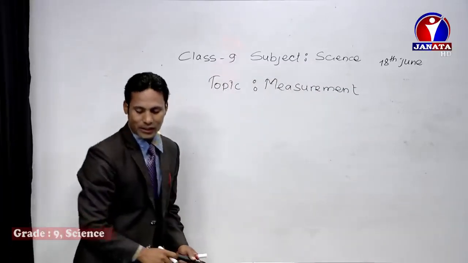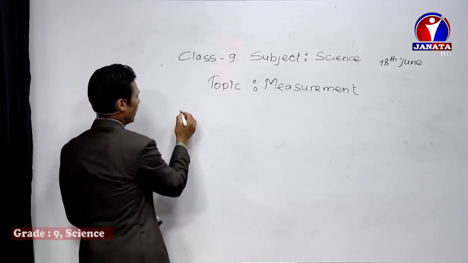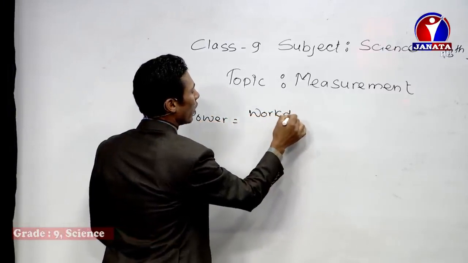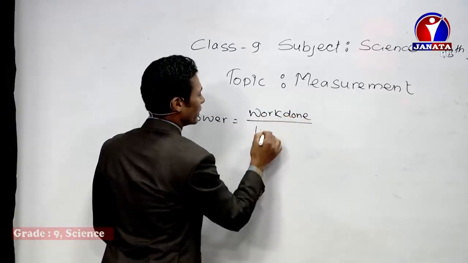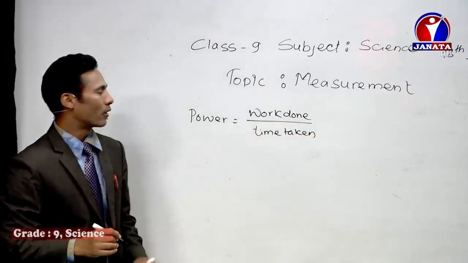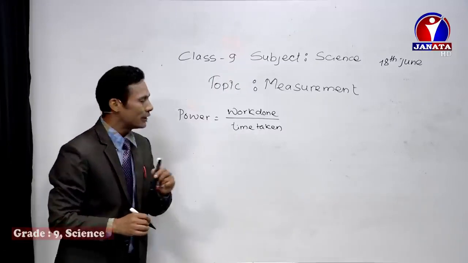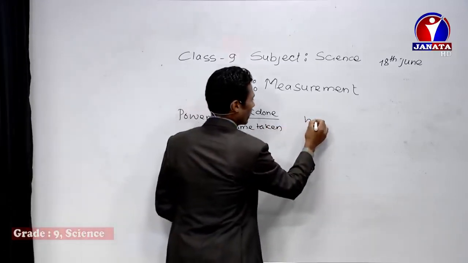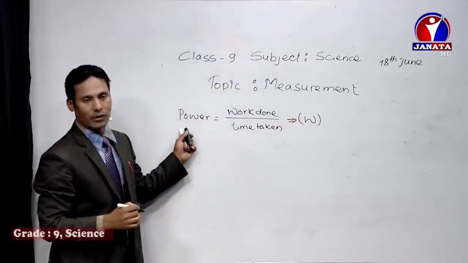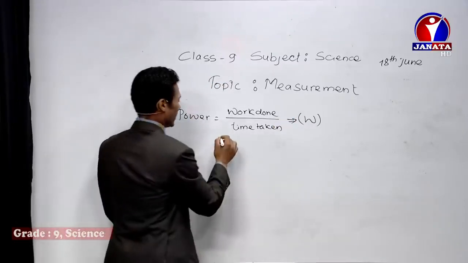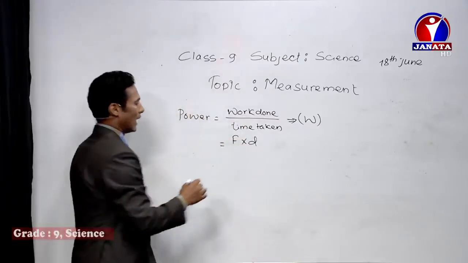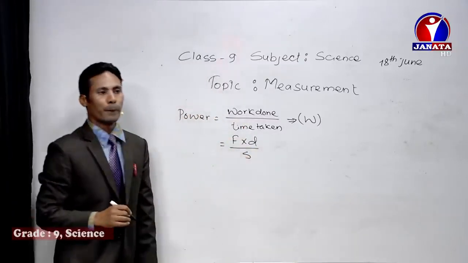So one more we have is power, and the power formula is power equals work done divided by time taken. This is the formula for power, right? And the unit of power, we will write down as W, that is the unit of power. So work done we can calculate by force into displacement, and the time is in seconds, right?